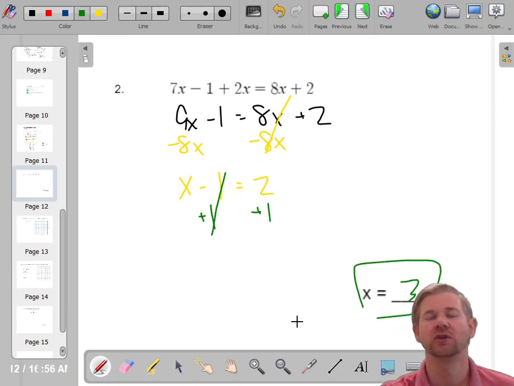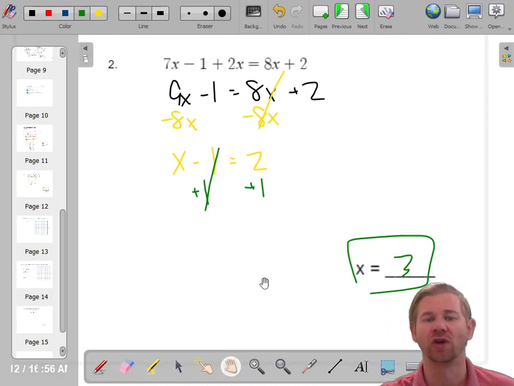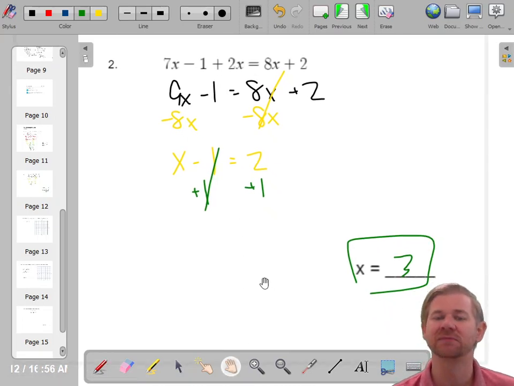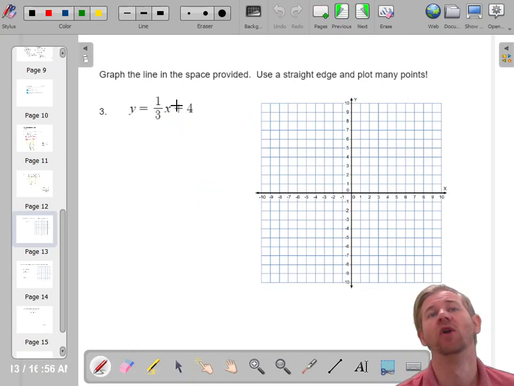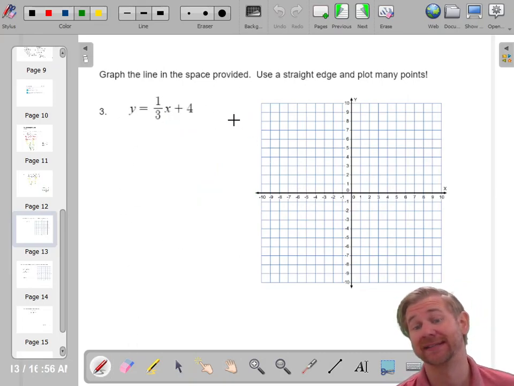Okay? So you should expect to see some basic solving problems. And then the other thing is mostly about the graphing. So can you graph a line? Hopefully you can graph a line in slope-intercept form. This is about as easy as it gets.